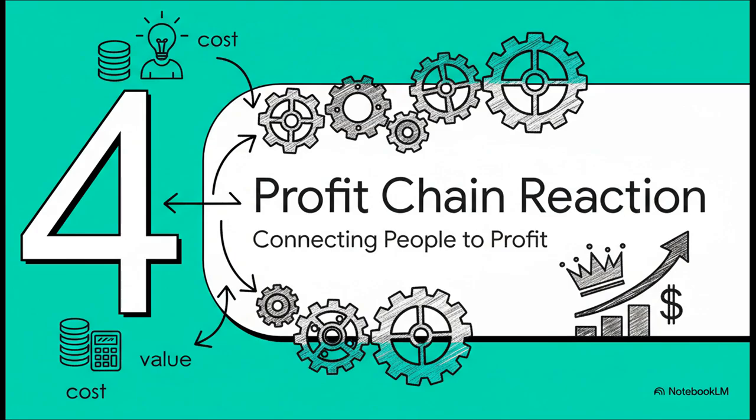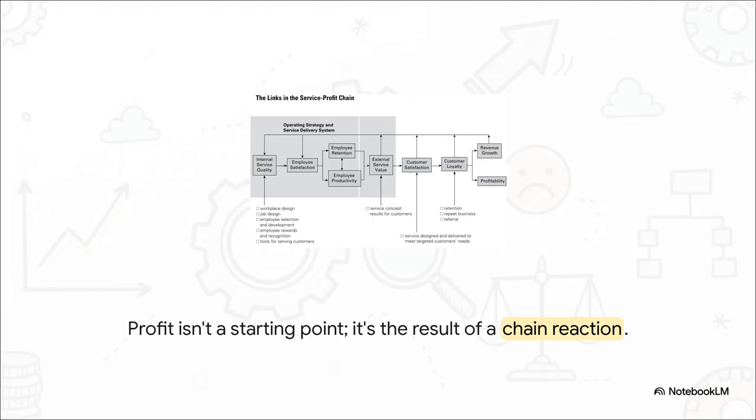Okay, so we've got cost-based pricing on one side and value-based pricing on the other. But how does all this fit into the bigger picture of running a great business? Well, it turns out that profit isn't just a formula. It's the final domino to fall in a really powerful chain reaction. This right here is the service profit chain.